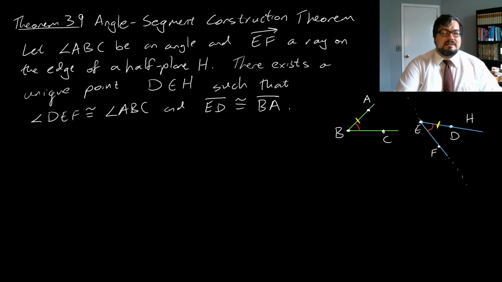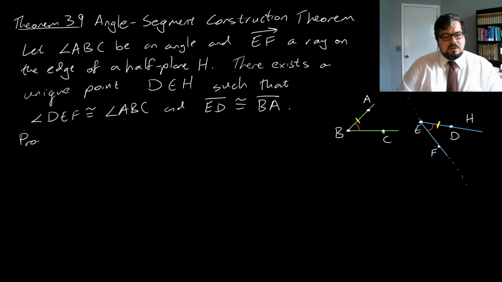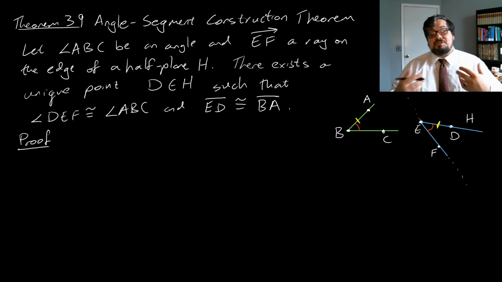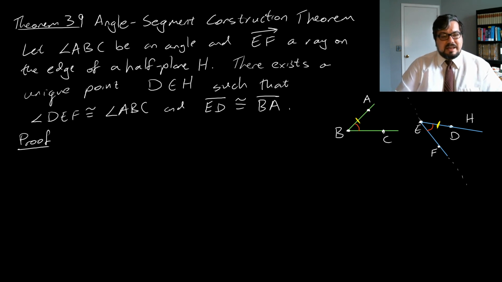Turns out that we want to do this often enough that we don't want to cite two theorems over and over again. It's going to be much more efficient for us to just create the angle segment construction theorem and use it when we need to. And the proof really is just combining those two facts together.